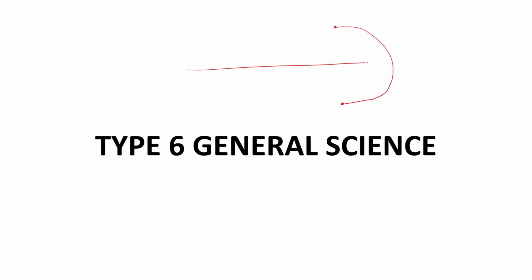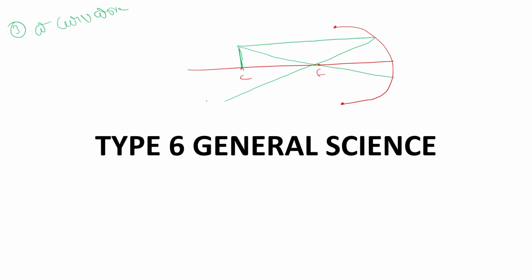This is the mirror surface. This is the focus. This is the center of curvature. Now the third case is when the object is at the curvature, like this one. So the first ray will go like this. The second ray will go like this. And the image will be formed here.